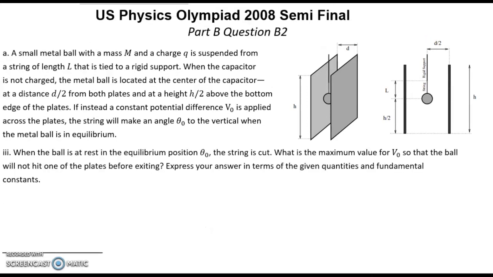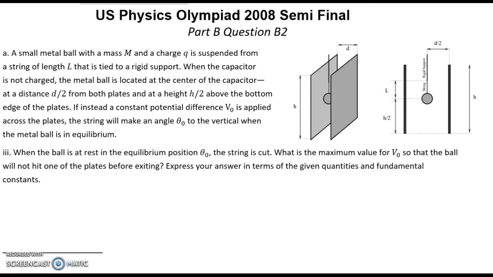Question 3. When the ball is at rest in the equilibrium position θ0, the string is cut. What is the maximum value for V0 so that the ball will not hit one of the plates before exiting? Express your answer in terms of the given quantities and the fundamental constants.